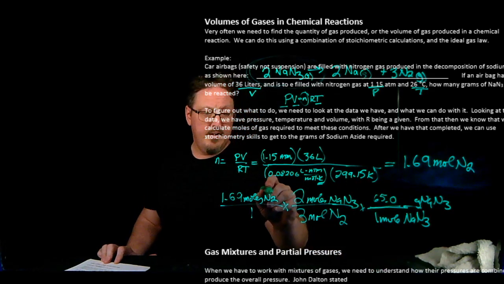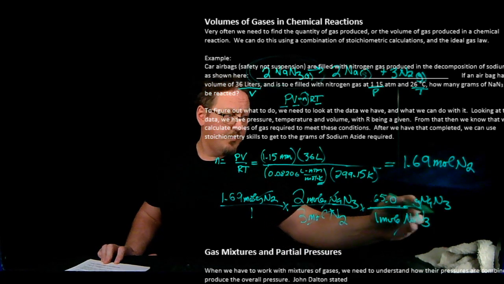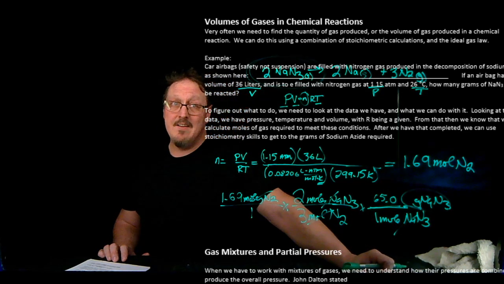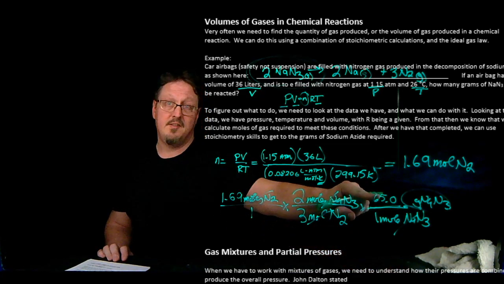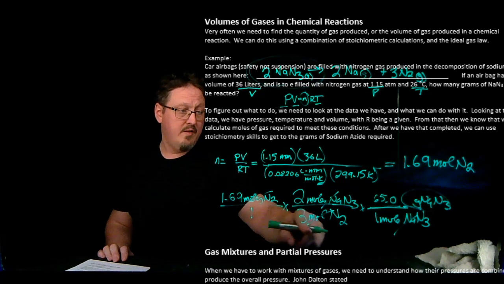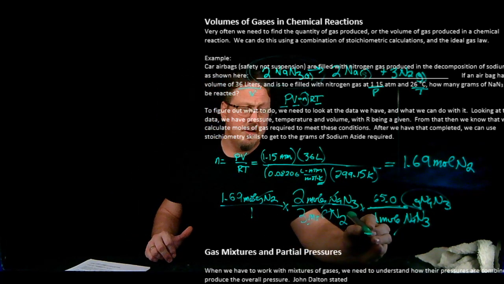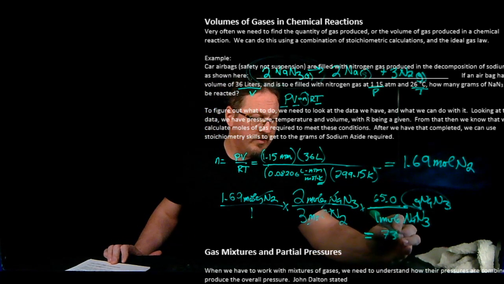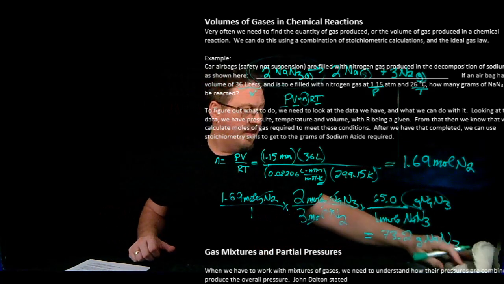All right, so moles of N2 cancels, moles of NaN3 cancels. We are left with units of grams of sodium azide, which is what we were hoping to get. And so now all we have to do is do the math. So 1.69 times 2 times 65, enter, divide that by 1 times 3 times 1. The amount of grams that we need to start with should be around 73.2 grams of NaN3. And so that's how that works.